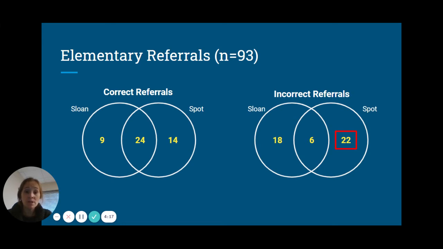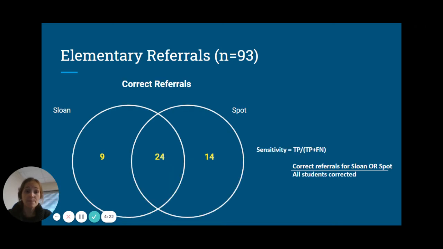And what I hope you notice here is that there are a number of students who fall into each of these different groups. We can use this data to compare these tools in a few different ways. One is to calculate the sensitivity of each screening tool. Sensitivity is the measure of how well each screening tool can identify true positives or correct referrals.